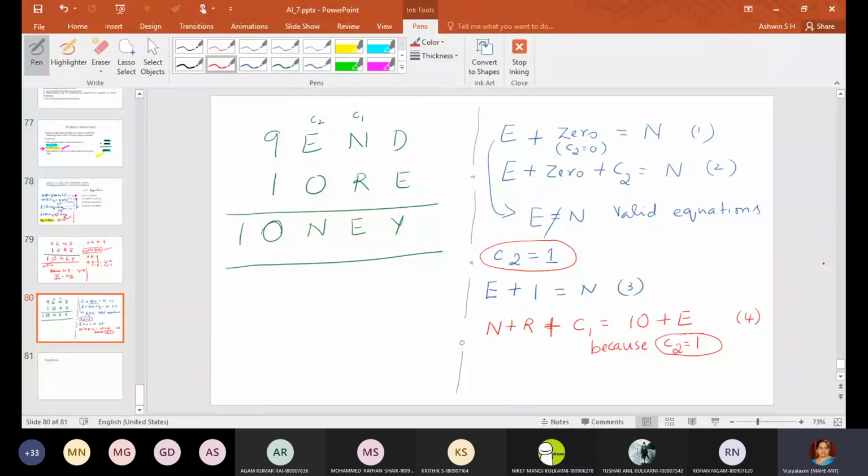If you are silent, sometimes I feel whether there is no internet or something has gone wrong. Okay, is this clear to all of you? Do you agree with this equation, equation number 4? Fine, right? Yes, ma'am. So N plus R plus C1 should be equal to 10 plus E. So what may be the value of C1? Can you think and tell?